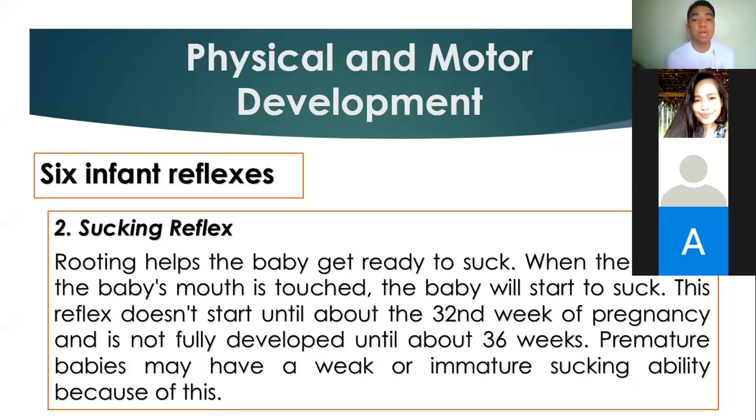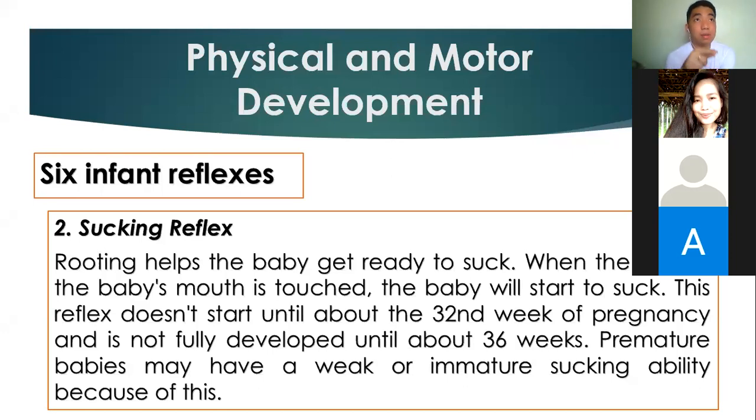Okay. So what else do you need to do for a child to suck? You have to touch the roof of the baby's mouth, meaning the upper part. Okay? The baby will start to suck. This reflex doesn't start until about the 32nd week of pregnancy and is not fully developed until about 36 weeks. That is why premature babies may have a weak or immature sucking ability because of this.